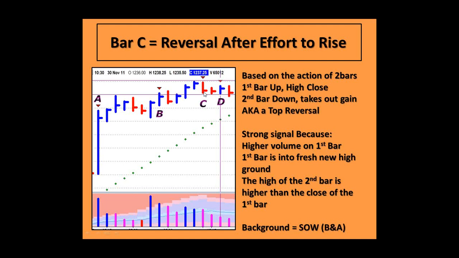Okay, it is a strong signal because the volume on the first bar right here is higher than this bar. And you can tell it's higher even just eyeballing it because it's pink. When it's pink, again, it's lower than the volume of the previous 2. If you're not sure, click on it. The first bar is into fresh new high ground, yes. The high of the second bar, meaning this very top, is higher than the close of the first bar. It's just higher than this close of the first bar. So that's all confirmed. In the background, I have signs of weakness at B and A. All right, so we're looking pretty good. We're still confirming. Okay?